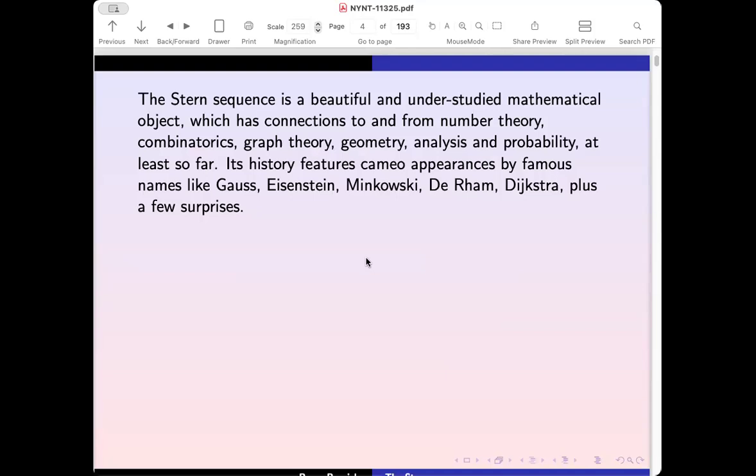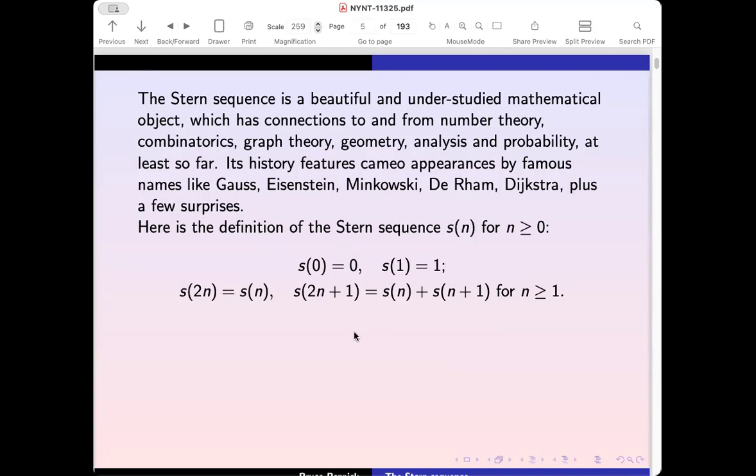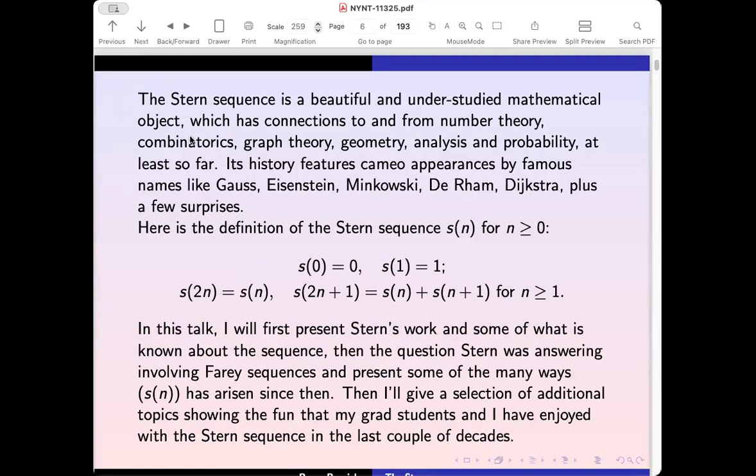So this is the Stern sequence, which I think has a lot of interesting aspects to it. It can be studied in a lot of different areas, and you will see names like Gauss, Eisenstein, Minkowski, de Rham, Dijkstra, and a few surprises during this talk. And let's see, here's a definition. Very simple definition. It's a recursively defined function that takes positive integer values.